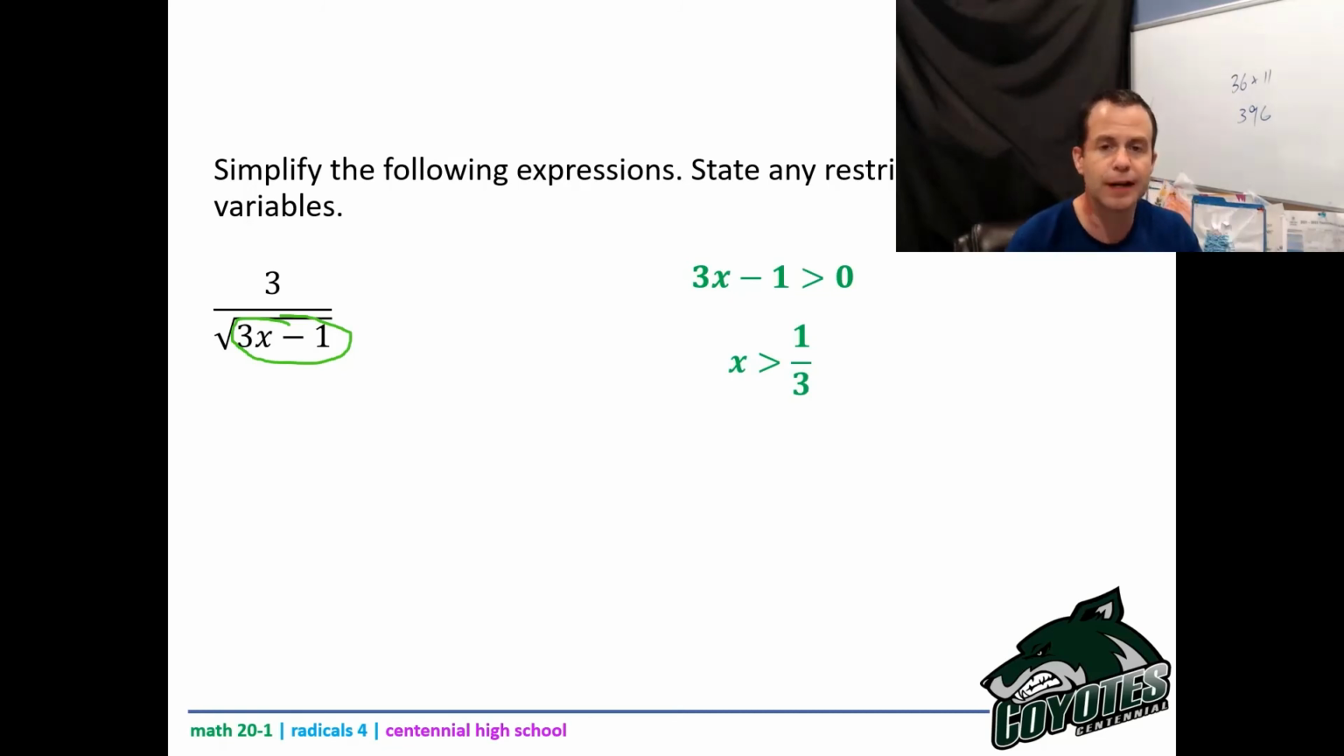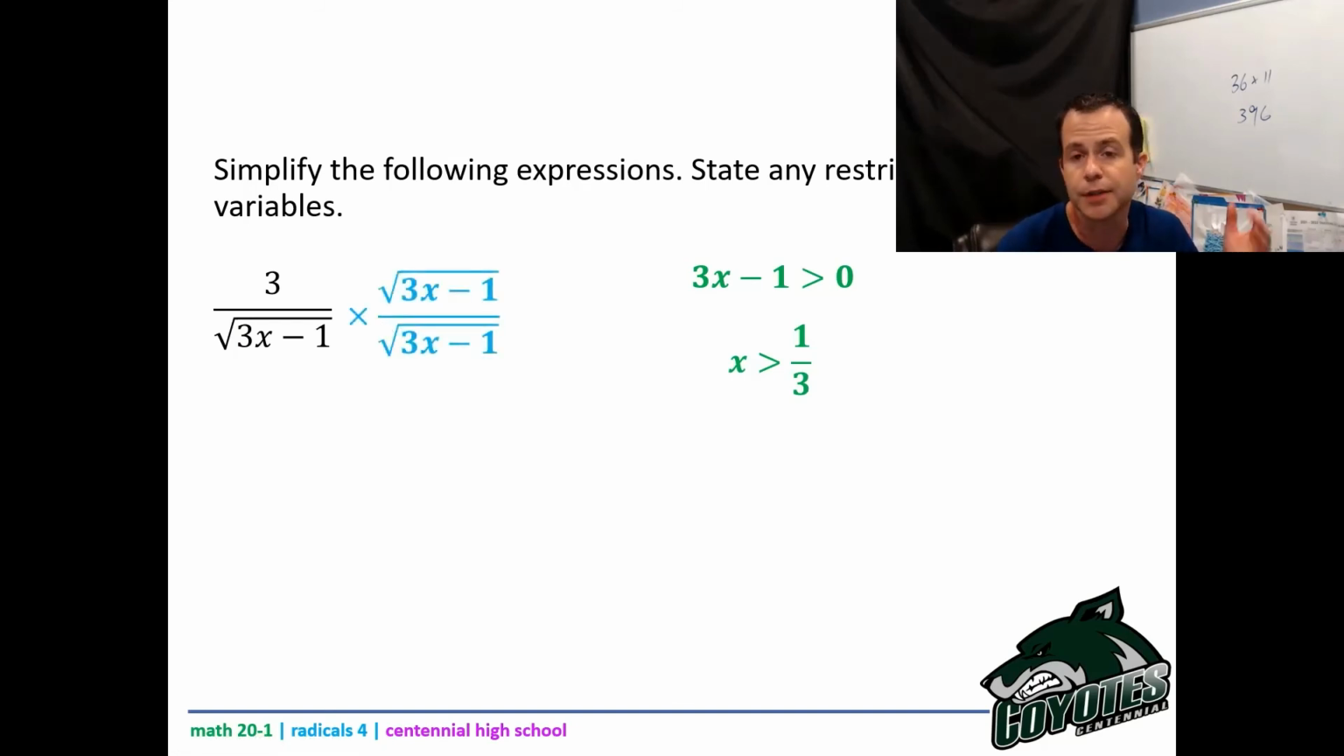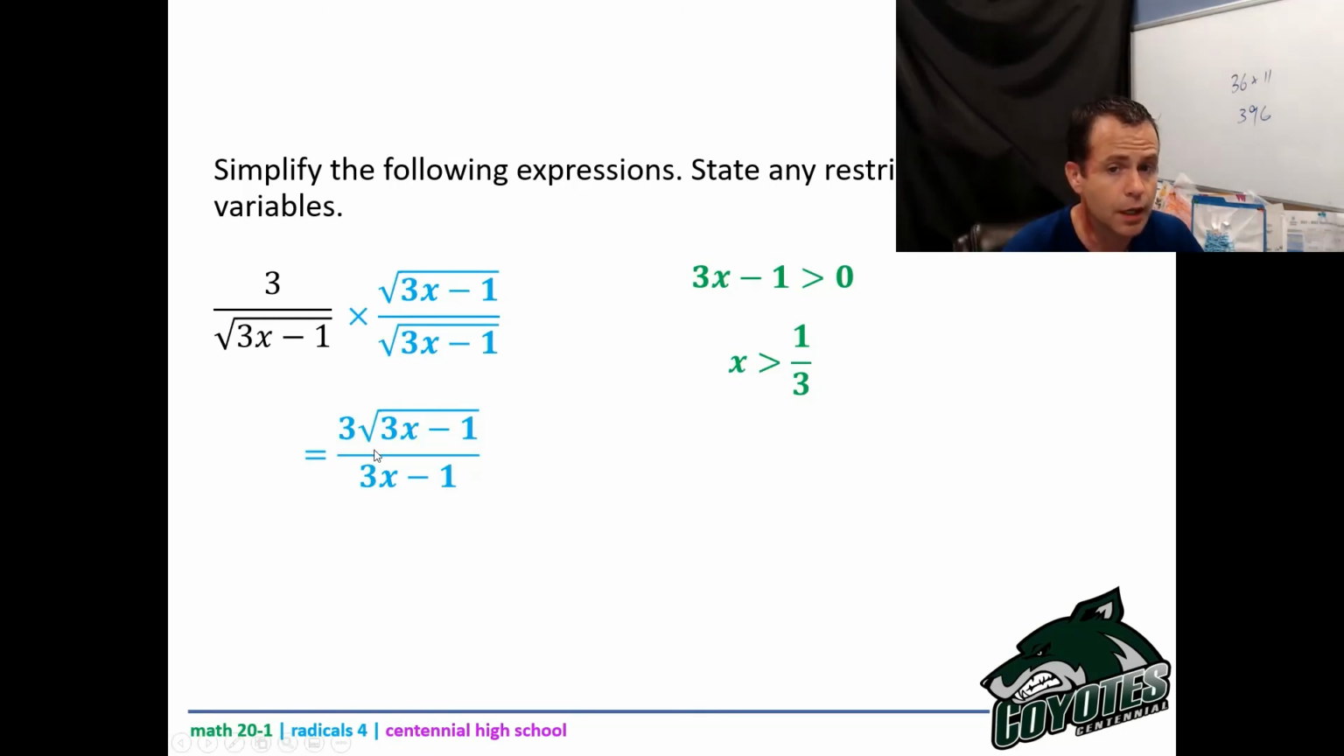Okay, so now to rationalize the denominator, I am going to multiply by the root of 3x minus 1 over the root of 3x minus 1. On the top, that's going to give me 3 times the root of 3x minus 1. And on the bottom, I'll get 3x minus 1. Okay, and then that's it. I can't simplify that any further. So I'm good to go there.